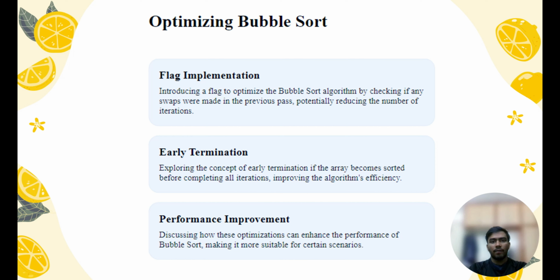Optimizing bubble sort. Flag implementation: introducing a flag to optimize the bubble sort algorithm by checking if any swaps were made in the previous pass, potentially reducing the number of iterations. Early termination: exploring the concept of early termination if the array becomes sorted before completing all iterations, improving the algorithm efficiency. Performance improvement: discussing how these optimizations can enhance the performance of bubble sort, making it more suitable for certain scenarios.